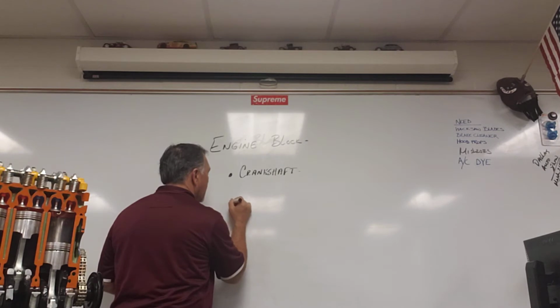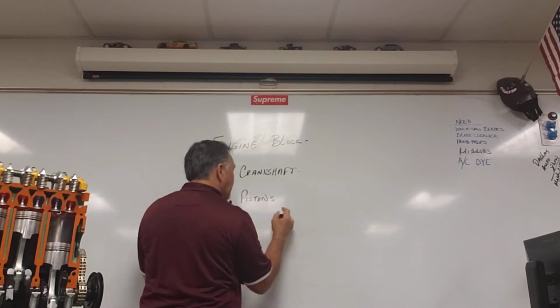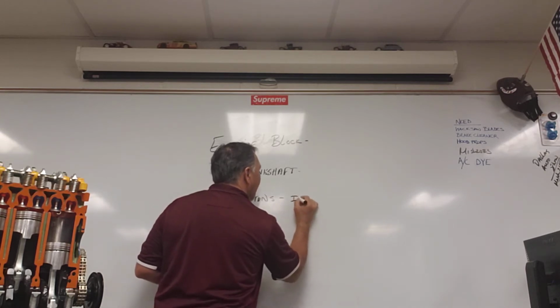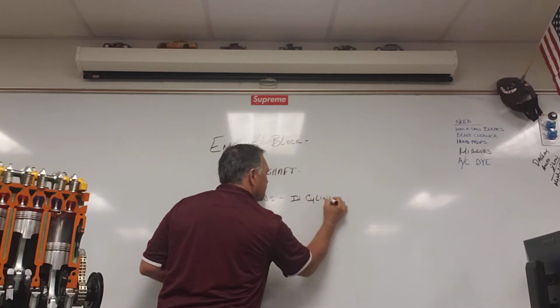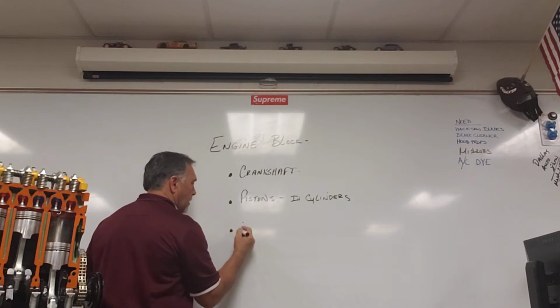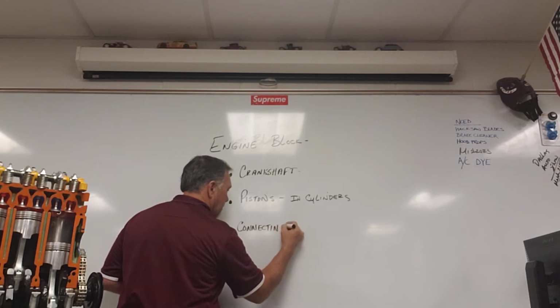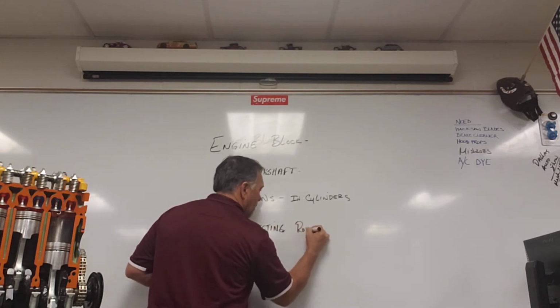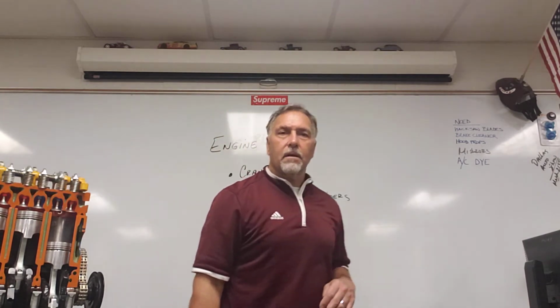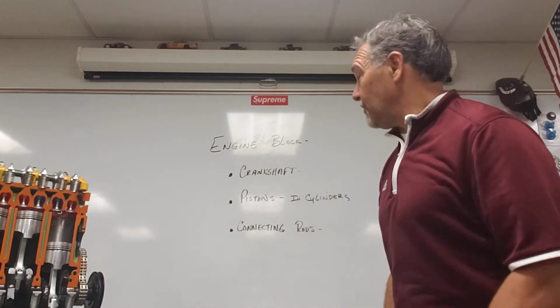What else? Pistons, good. The pistons are going to be located in the cylinders. Pistons, connecting rods. What are connecting rods? If you'll remember right, they are the component that attaches the piston to the crankshaft. This component right here, that is a connecting rod.